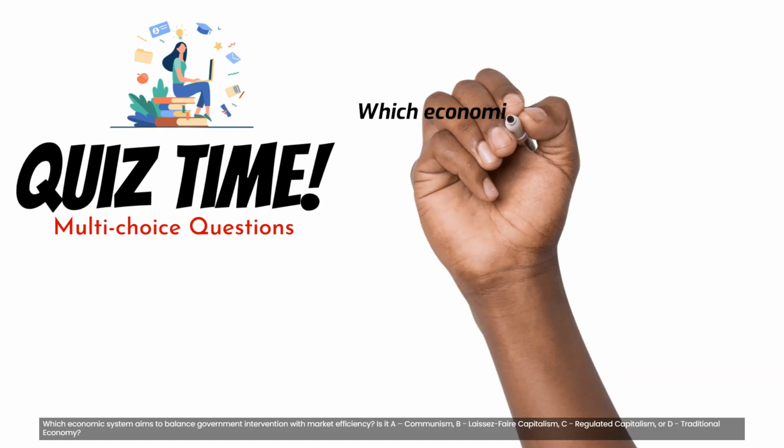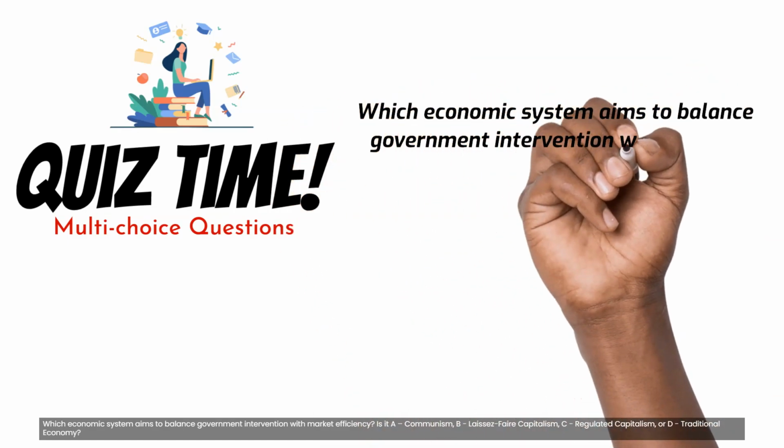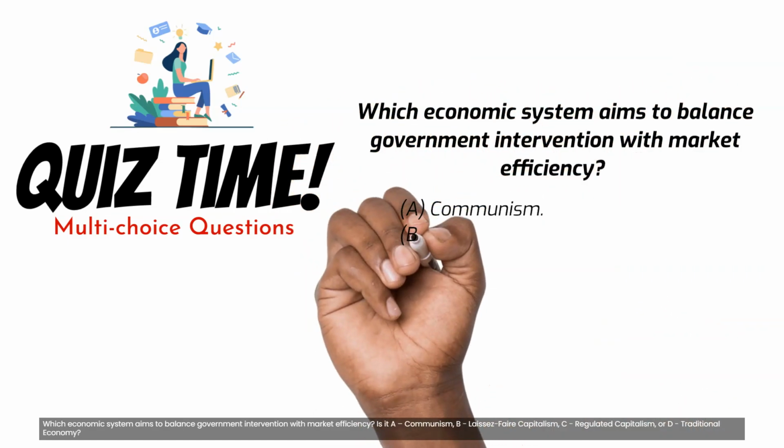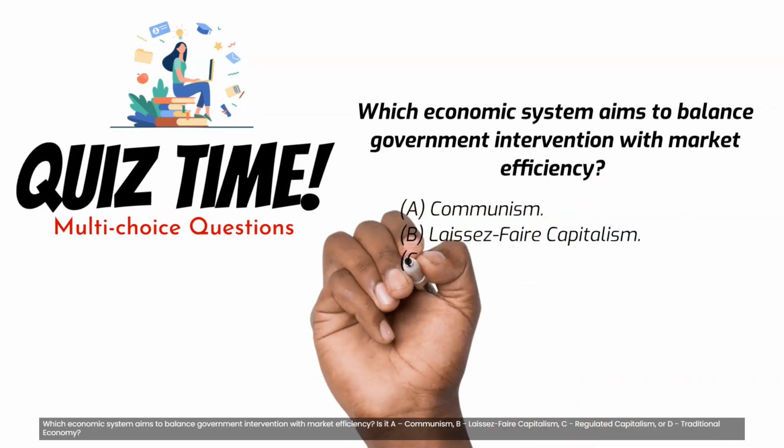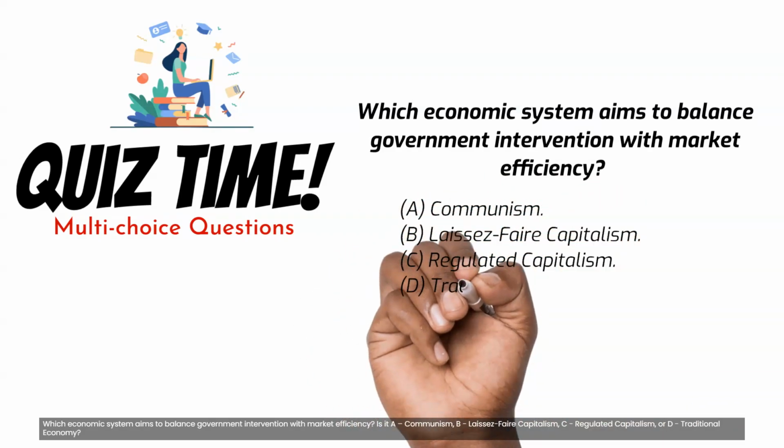Which economic system aims to balance government intervention with market efficiency? Is it A, communism, B, laissez-faire capitalism, C, regulated capitalism, or D, traditional economy?